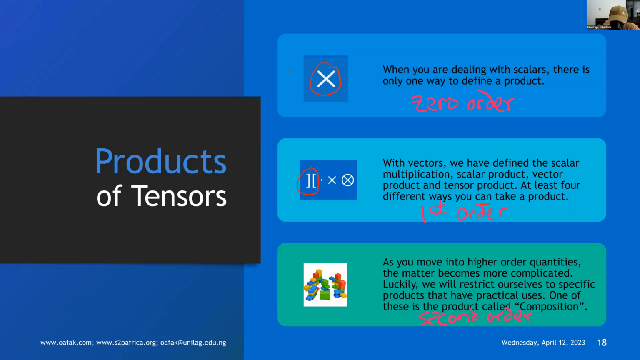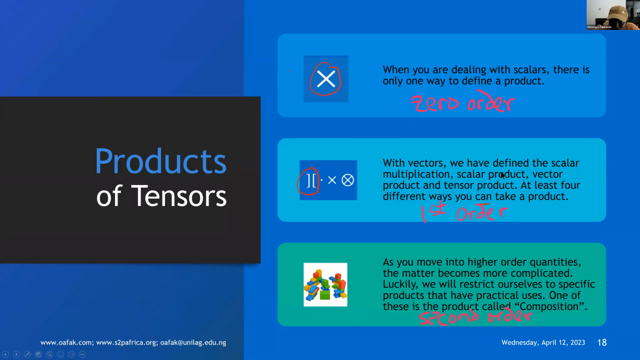We may deal with others later on, but the composition is the only product of tensors that we are handling here. But we just want it to be very clear that even though we are dealing with only one, there are so many others that might be useful later on. But you can appreciate the complication. When you are talking of a 0-order tensor, we have only one definition of product. When you are talking of a 1st-order tensor, we are talking about 4 different interpretations.